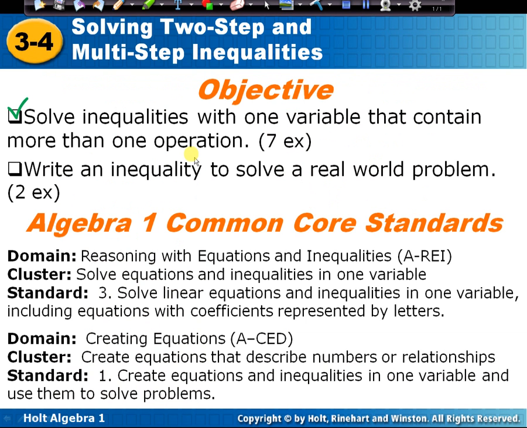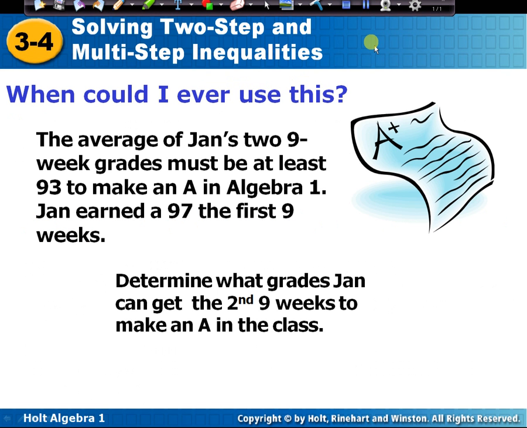Alright, so now we know that you can solve inequalities with one variable that contain more than one operation. Now we're going to look at writing an inequality to solve a real-world problem. Alright, this one says, when could I ever use this? It says the average of Jan's 2 9 weeks grades must be at least a 93 to make an A in Algebra 1. Jan earned a 97 the first 9 weeks. Determine what grades Jan can get the second 9 weeks to make an A in the class.